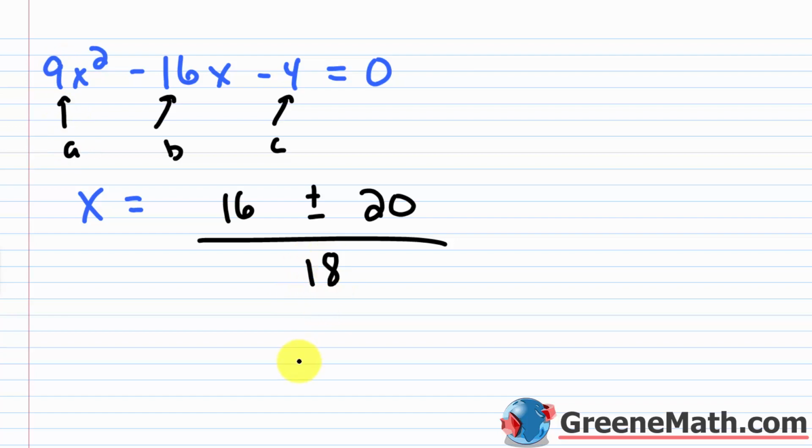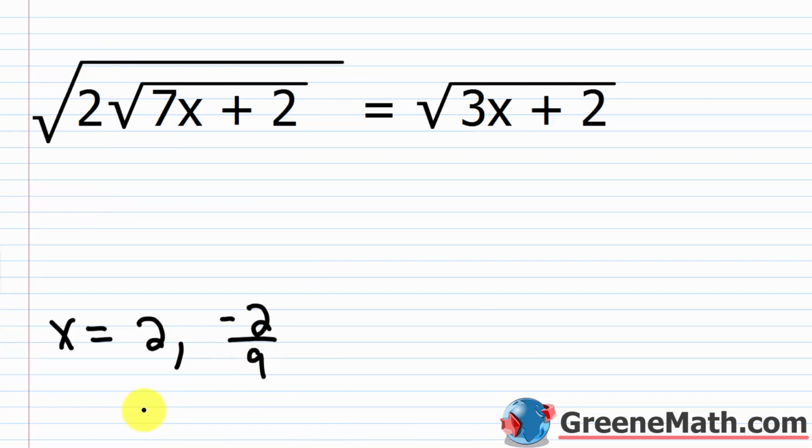So I've got two solutions here. I've got x is equal to 16 plus 20, which is 36, over 18, which is 2. And then x is equal to 16 minus 20, which is going to be negative 4 over your 18. Now this one can be reduced, right? If I divide both of these by 2, I would get negative 2 over 9. All right, so let's go ahead and check these solutions.